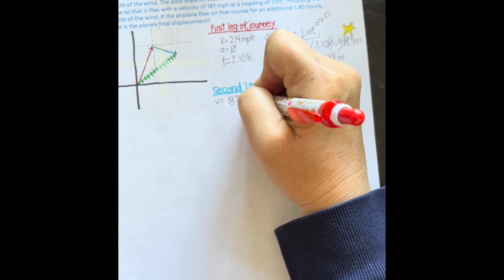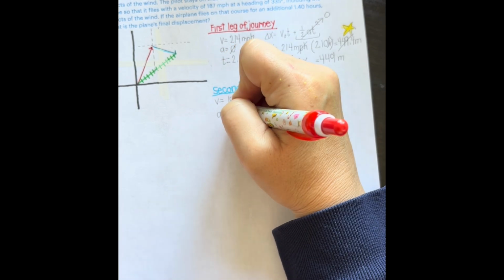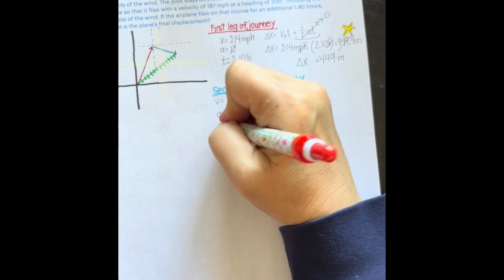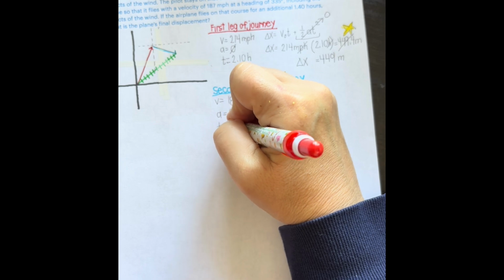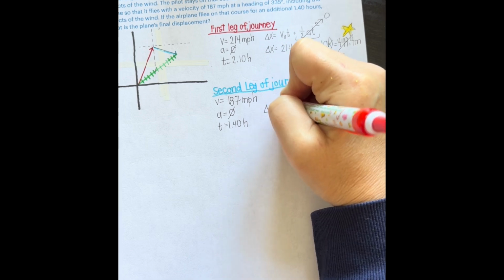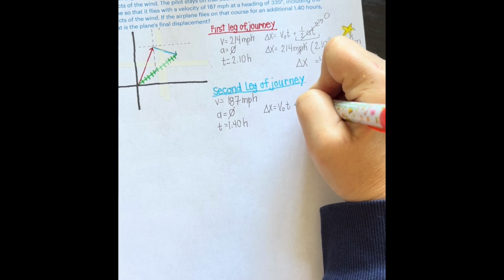187 miles per hour. Velocity is constant, so we know that there is no acceleration. And the time, it says here, is 1.40 hours. So we have to figure out which of our one-dimensional equations we're going to use. We're going to use the same one.